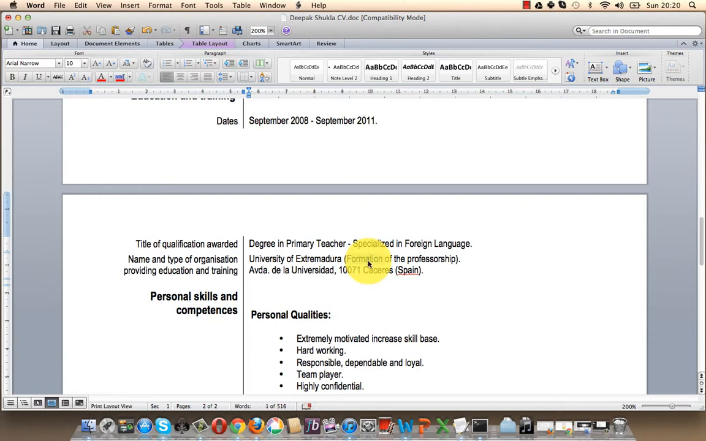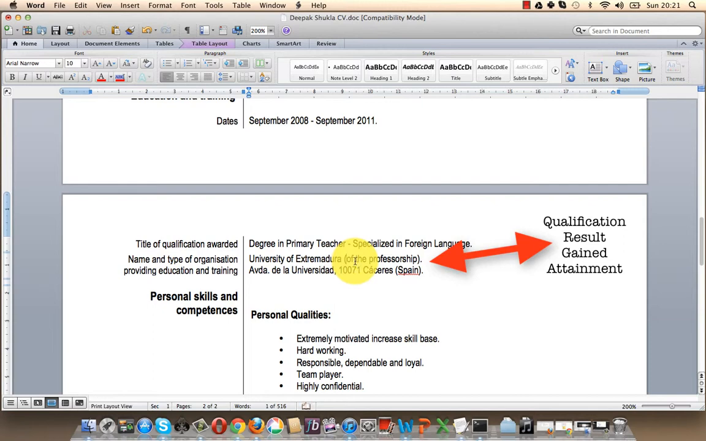Formation of the professorship. Formation describes an attacking movement in the UK. That's how we understand it, like a battle formation, or most commonly, a football formation. So consider exchanging the word formation with qualification or attainment, basically referring to actually completing the qualification, completing the course, which would be attainment, qualification, result, or gained professorship, because that is something that we're more used to seeing here.